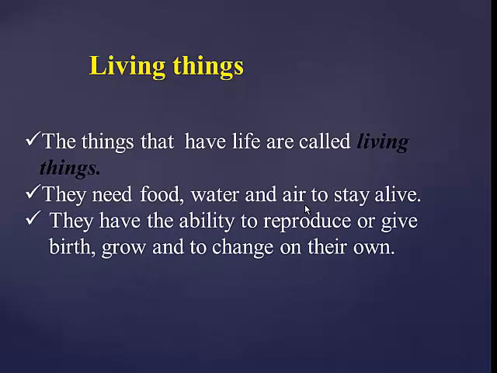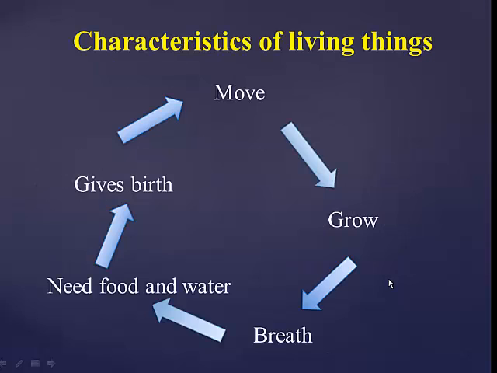Living things have the ability to reproduce or give birth, and they can grow and change on their own. They can give birth to their young, and at the same time they can grow and change without the help of others. So these are known as living things. The characteristics of living things are: movement, growth, breathing, needing food and water, and giving birth.